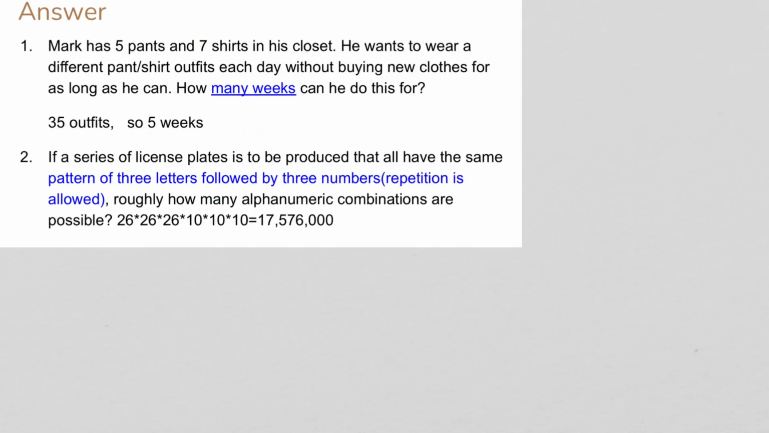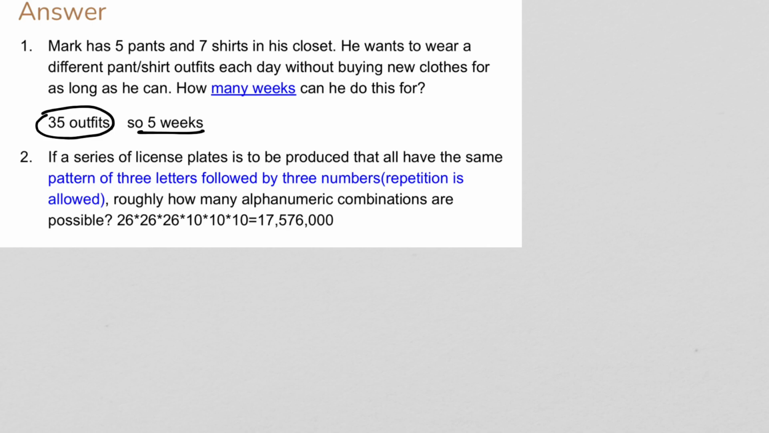So for the first example, we have Mark has 5 pants and 7 shirts in his closet. He wants to wear a different outfit each day without buying new clothes for as long as he can. How many weeks can he do this for? So first we need to figure out all the combinations of outfits that he can have with 5 pants and 7 shirts, and that's the counting principle. So we know that we're going to be multiplying here. So 5 times 7 is going to give us 35 outfits. How do we get 5 weeks? Well, there's 7 days in a week. 35 divided by 7 gives us 5 weeks.